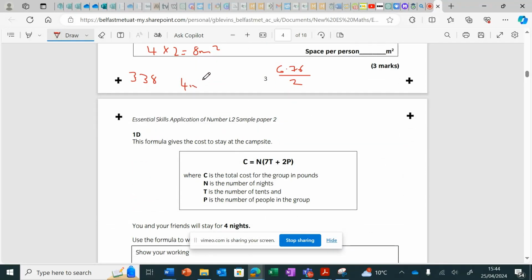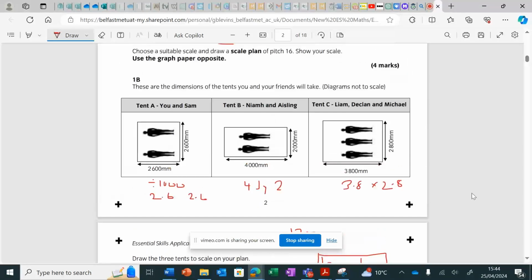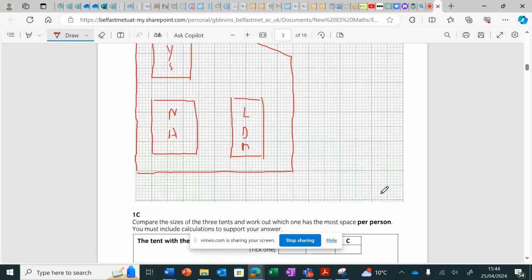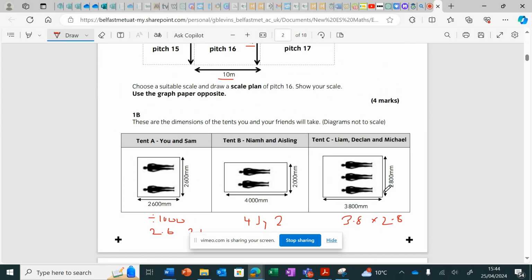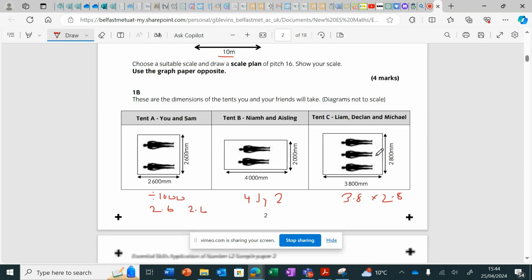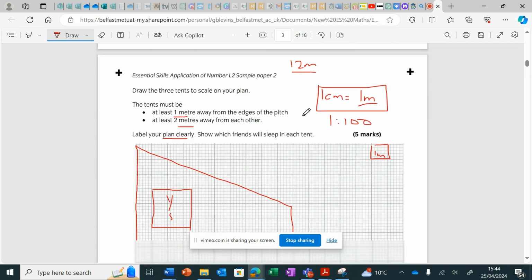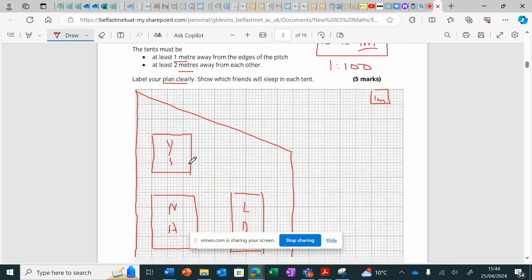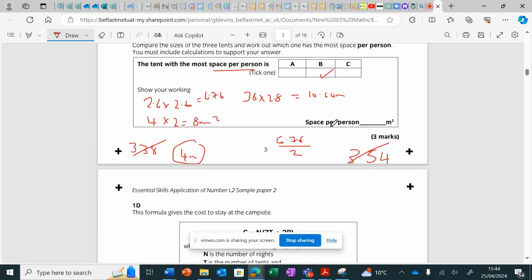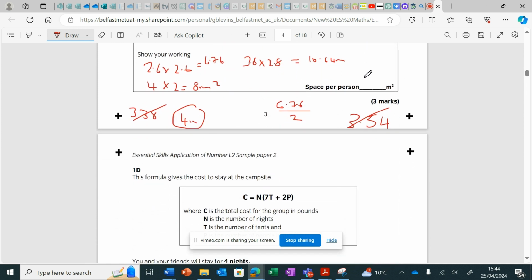So that's for B. And the last one, 10.64, and there's 3 people in there. So the space per person would be dividing by 3 then, which gives you 3.54. Well, those two are out, as this would be the biggest one, and that was B. So we tick it. Space per person, 4 meters squared.